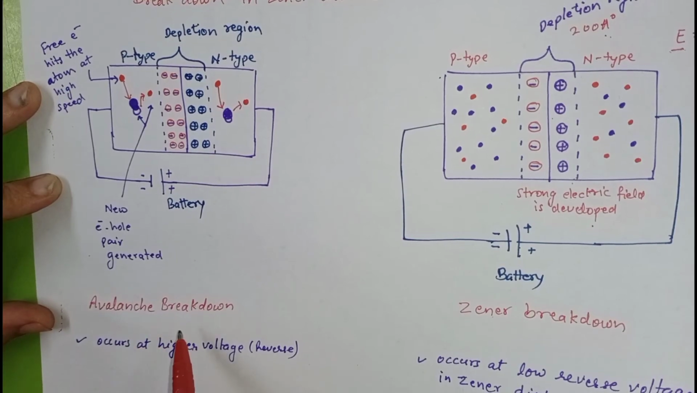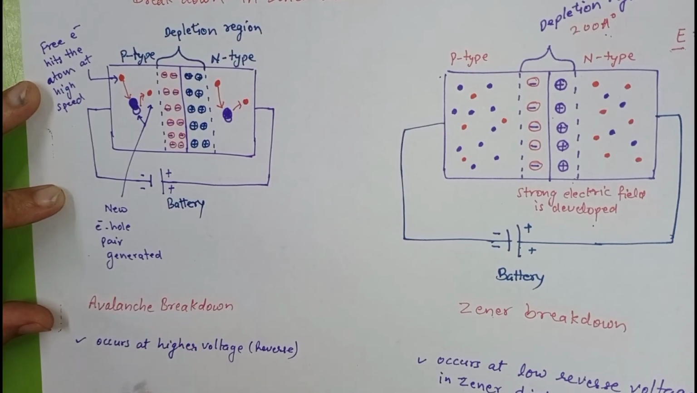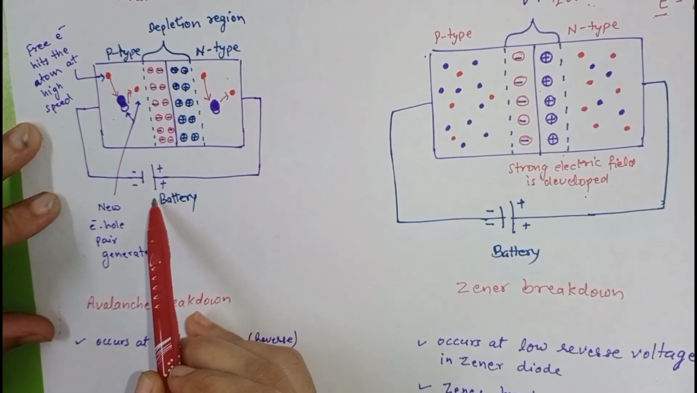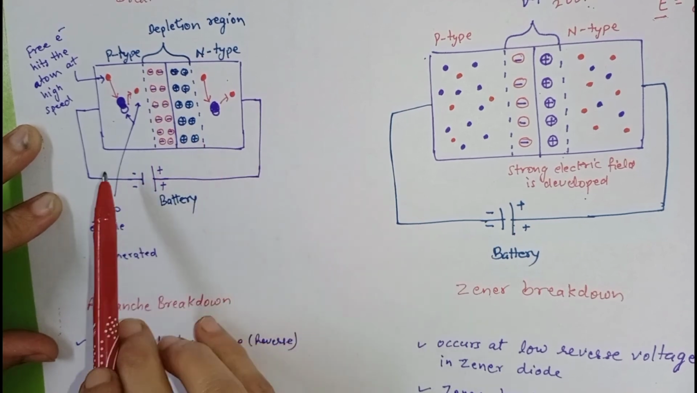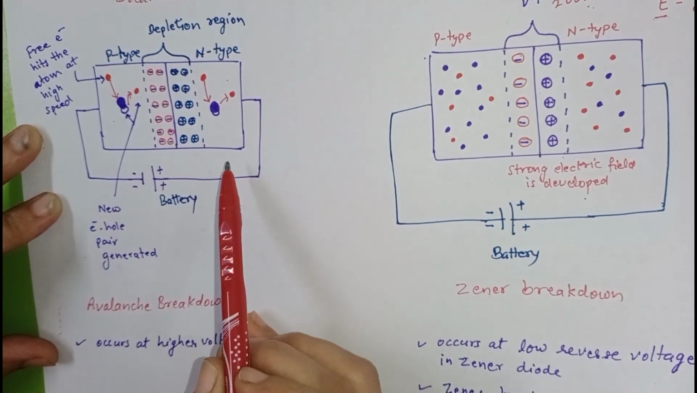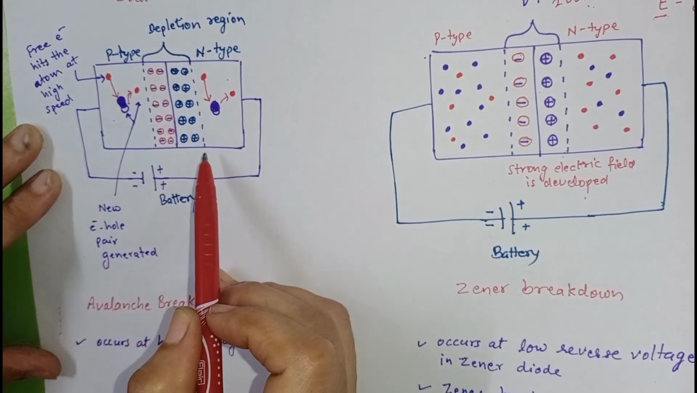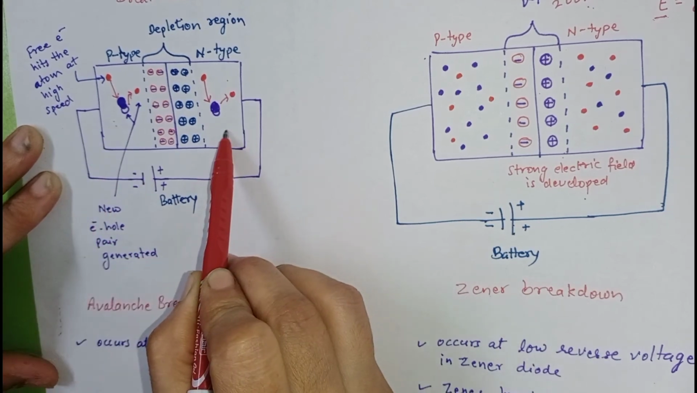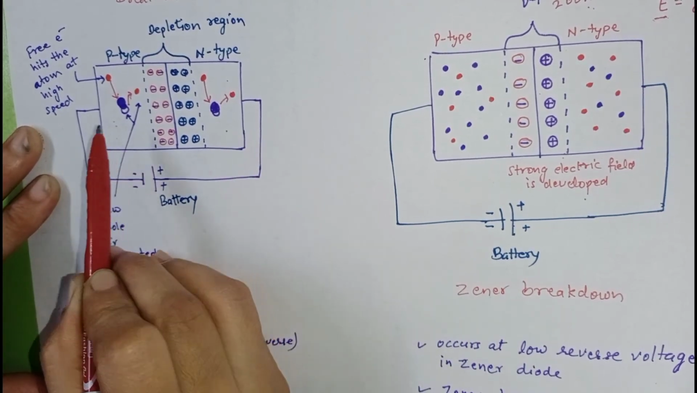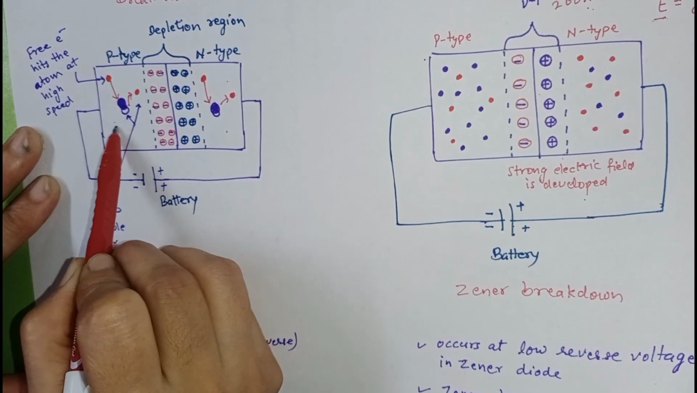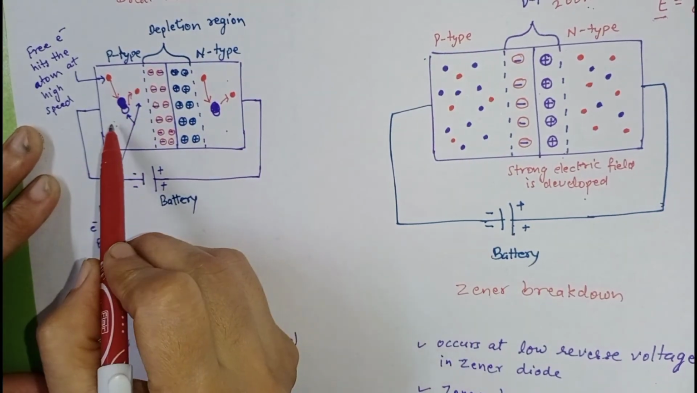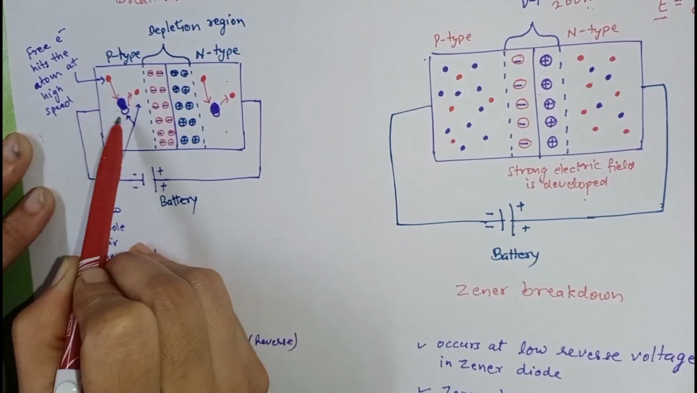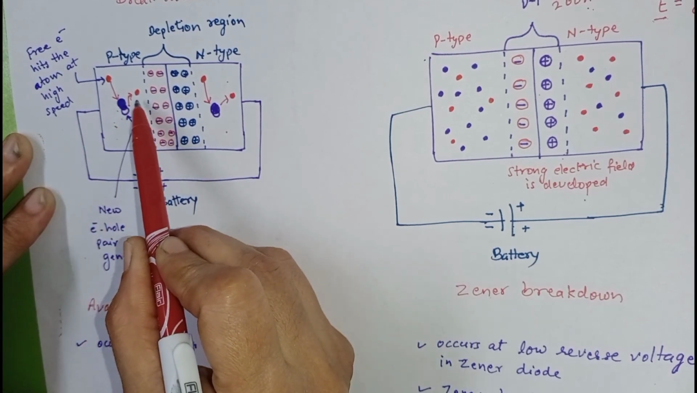Now we will discuss avalanche breakdown. What is avalanche breakdown? It occurs at very high reverse voltage. When we apply a very high reverse voltage across the diode, whether it is Zener diode or a normal diode, due to very high reverse voltages, minority charge carriers, meaning electrons in P region and holes in N region, gain so much energy that they move at a very high speed, or we can say they gain so much kinetic energy that they hit the atom at a very high speed and knock out the electron from this atom.